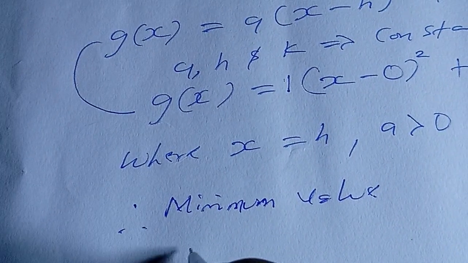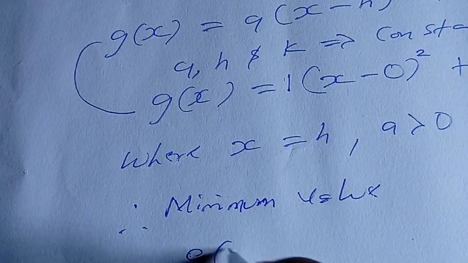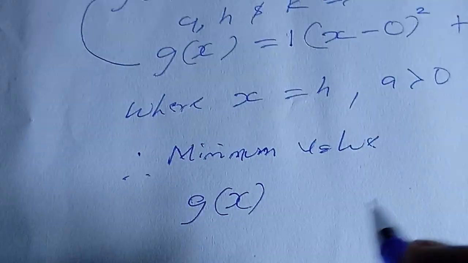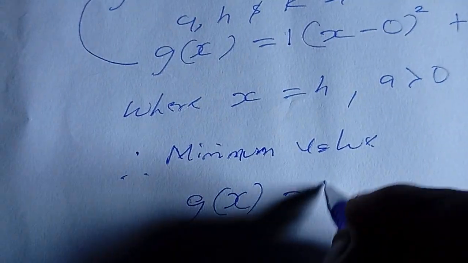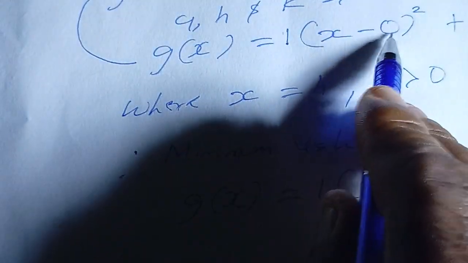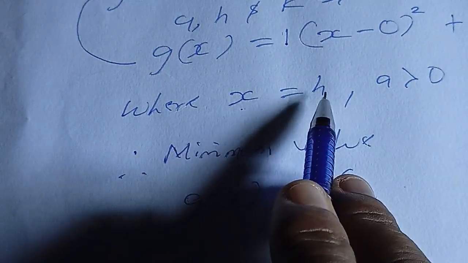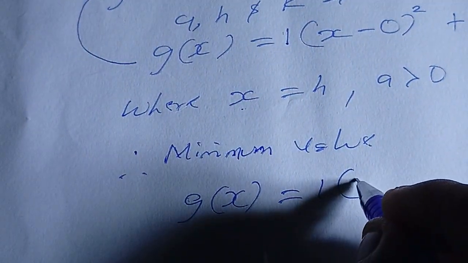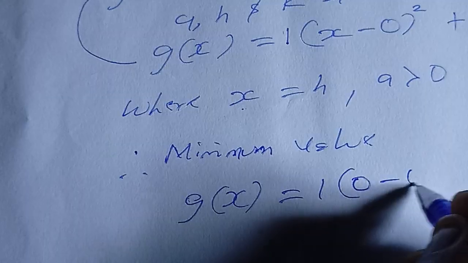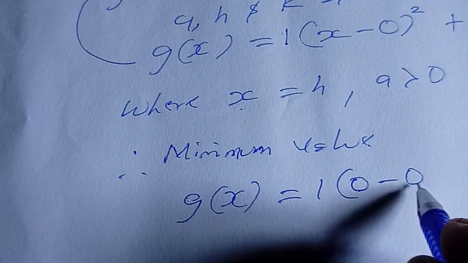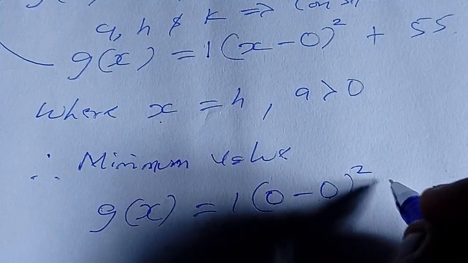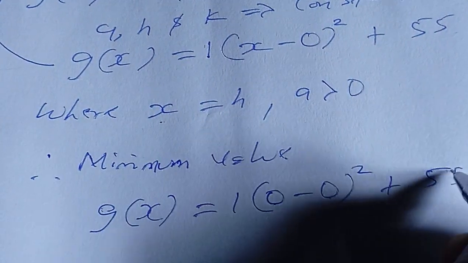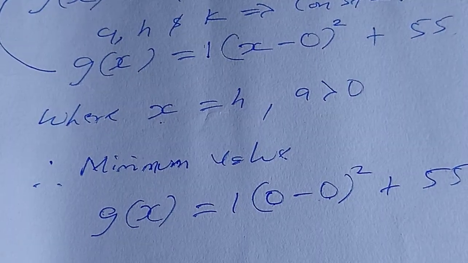the minimum value will be where g of x equals 1 times (x minus h) squared plus 55, where our k is. h is 0, so x being equal to h will mean that x will be 0. That's 0 minus 0, all squared, plus 55.